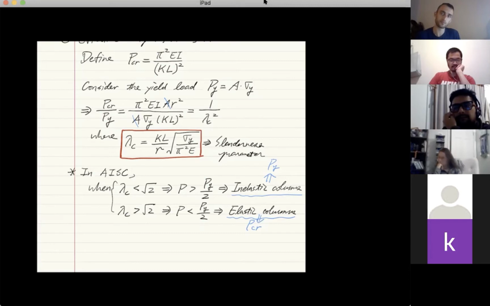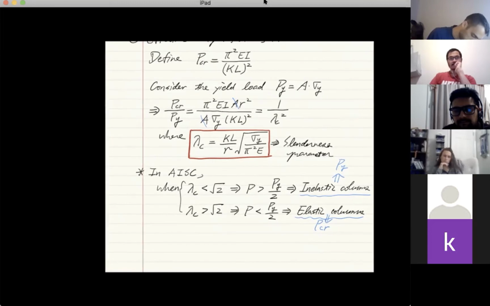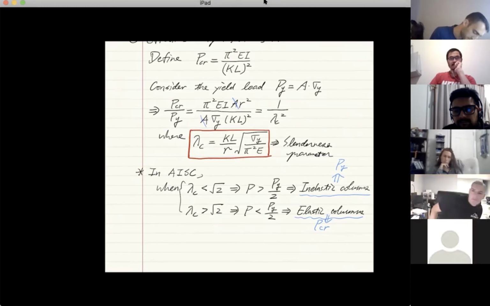But when lambda C equals the square root of 2, that means that is the case that it could be dominated by either PCR or could be dominated by yielding, by considering all other factors I mentioned before, such as residual stress and initial material imperfection. Okay, so this is the link, and this was a suggestion made by one student many years ago. How do we link structural stability to steel design?